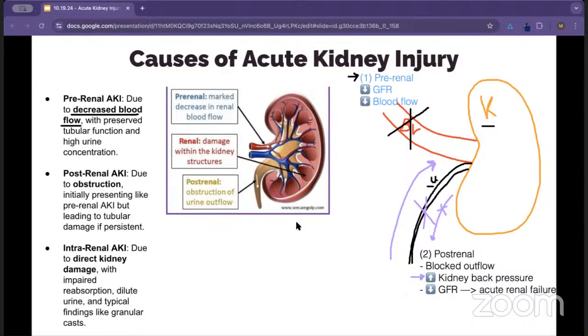As a result, if it's found early, the FeNA would be less than 1% and the urine osmolality would be greater than 500. But if it's late, the FeNA would be greater than 2% and the urine osmolality less than 300.